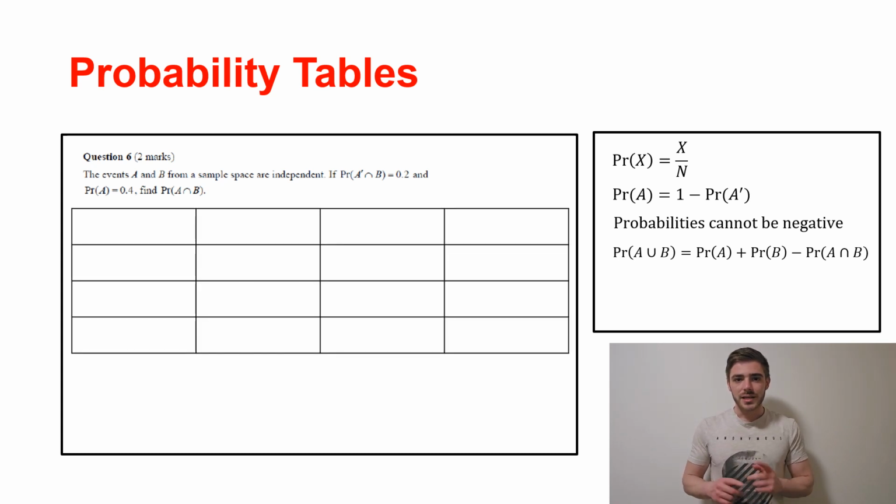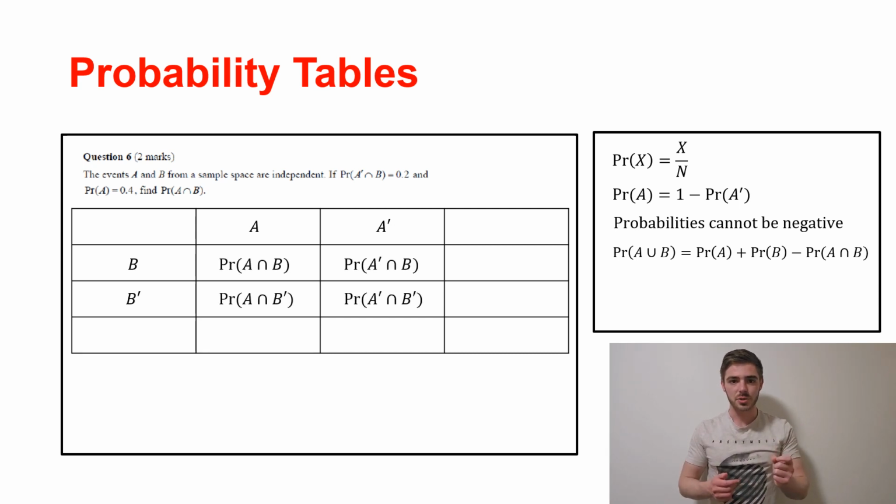The outer edges of the table represent the random variables A and B. We also denote their complement probabilities A' and B'. The inside of the table represents the intersection between the two events. And so if you want to find the probability of A intersection B, then you'll find that in the A column and the B row.